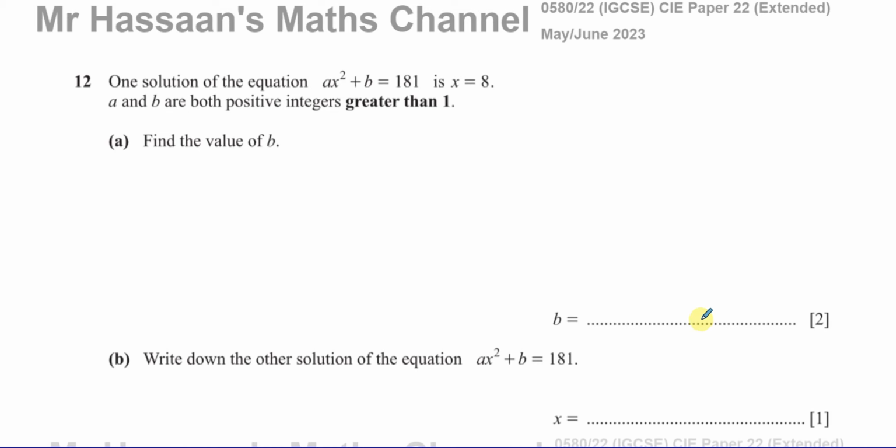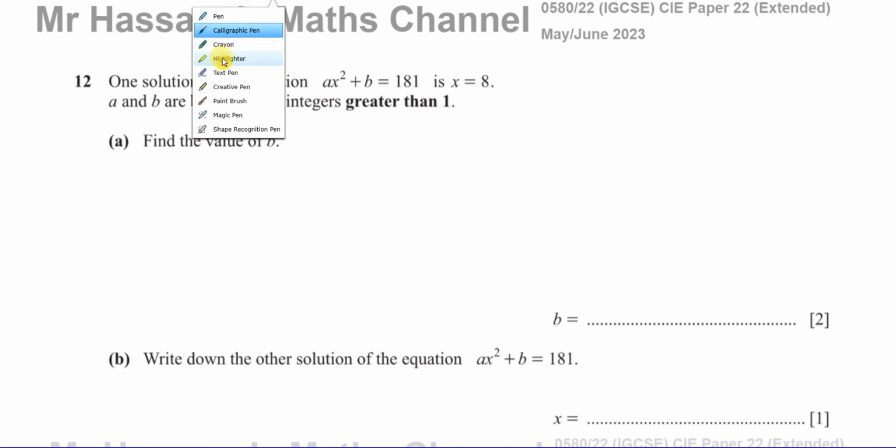And this question here is about, I guess, some sort of algebraic question in numbers. So it says one solution of the equation ax squared plus b equals 181 is x equals 8. A and B are both positive integers greater than 1.